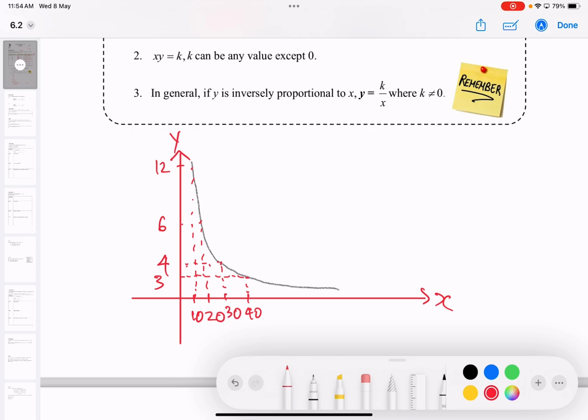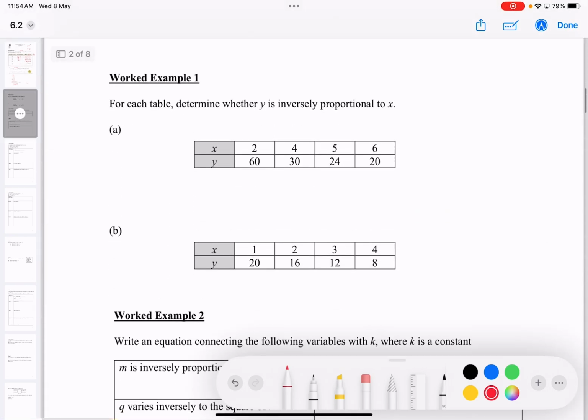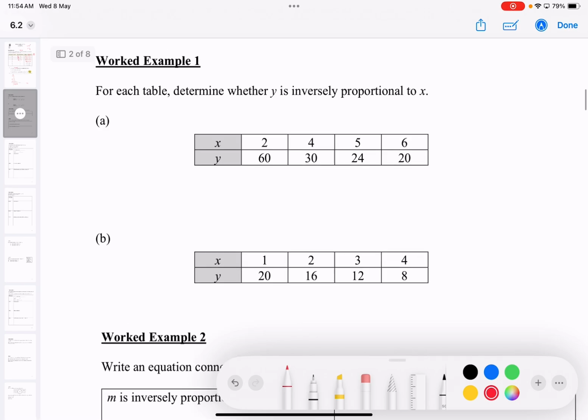Can you finish the graph? Riley, are you drawing? Can you at least draw the basic shape of how the graph looks like? Alright, if not, I'm going to move on to the next one for the worked example.